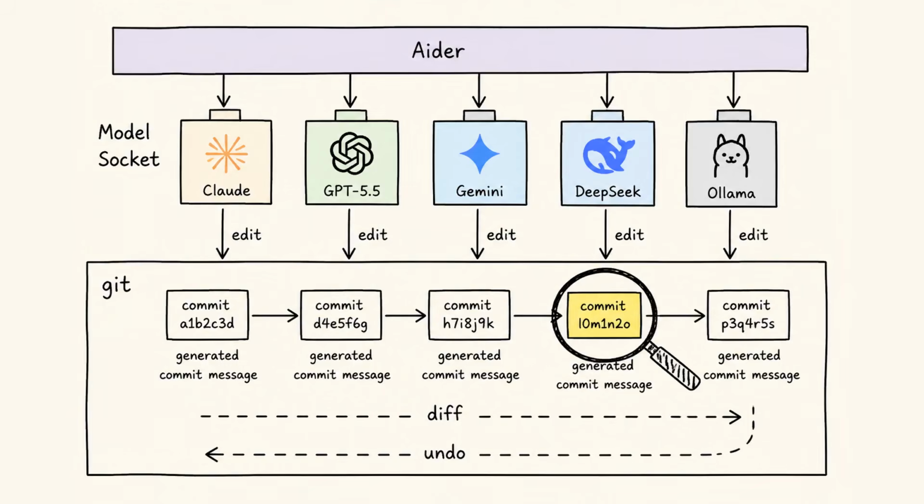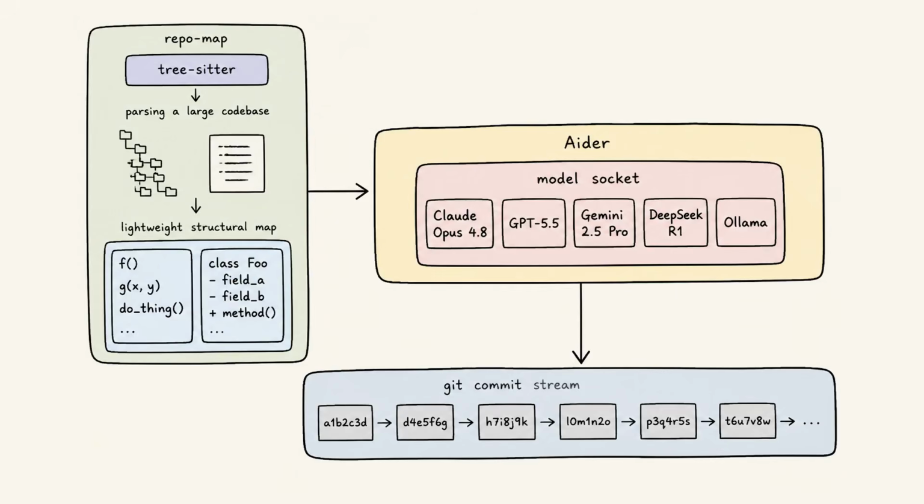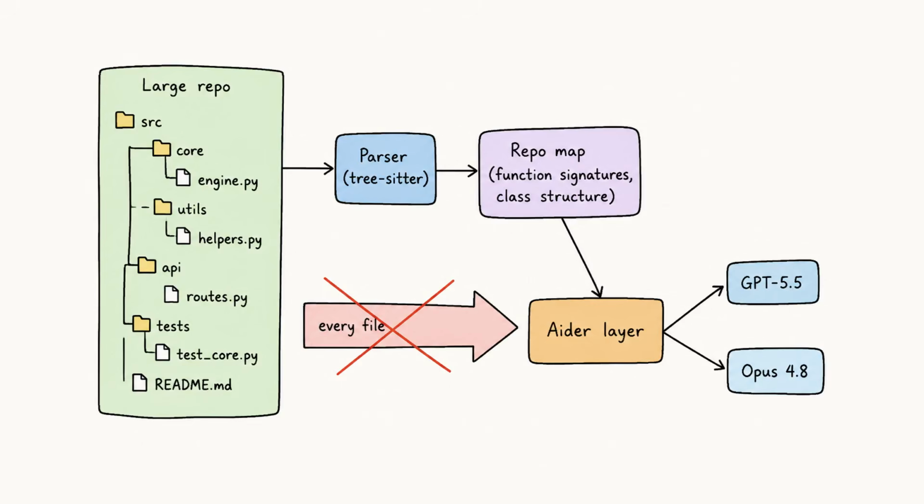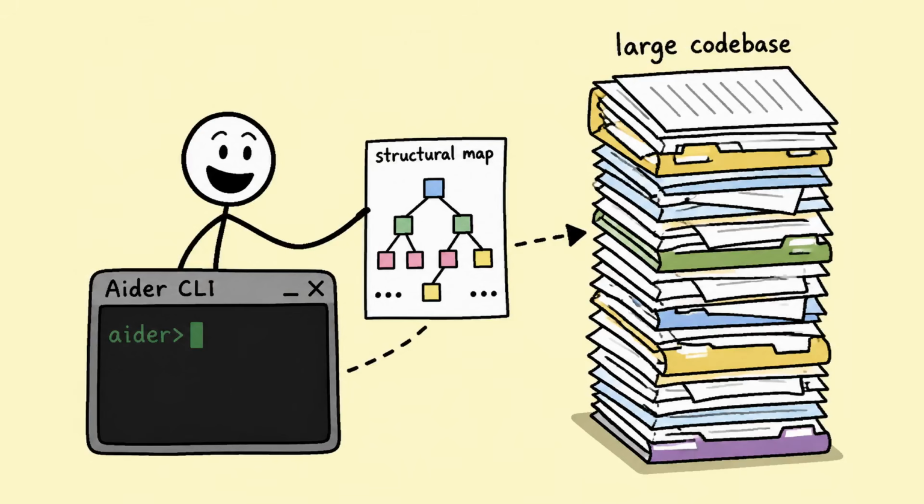There's one more piece that makes a lightweight tool survive on serious code. IDEs builds what's called a repo map using TreeSitter, a syntax parser. Instead of stuffing every file into the model's context window, it parses your codebase into a structural map: function signatures, class structure, how the pieces connect. So IDEs understands the shape of a big repo without loading the whole thing every time you ask it something. That's how a thin CLI stays usable on a large codebase instead of choking on it.